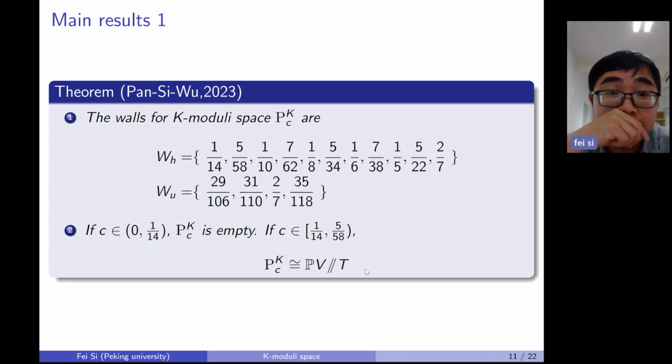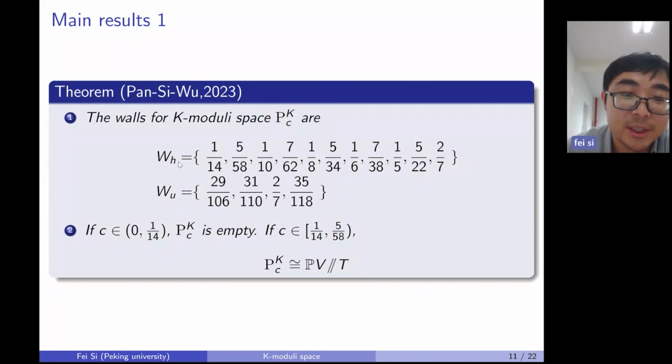Okay, now we can state our main results. First, we computed the walls for the K-moduli space of these del Pezzo pairs. We divide our walls into two types. W_H means the walls come from the hyperelliptic divisors. W_U means the walls come from the unique divisors.